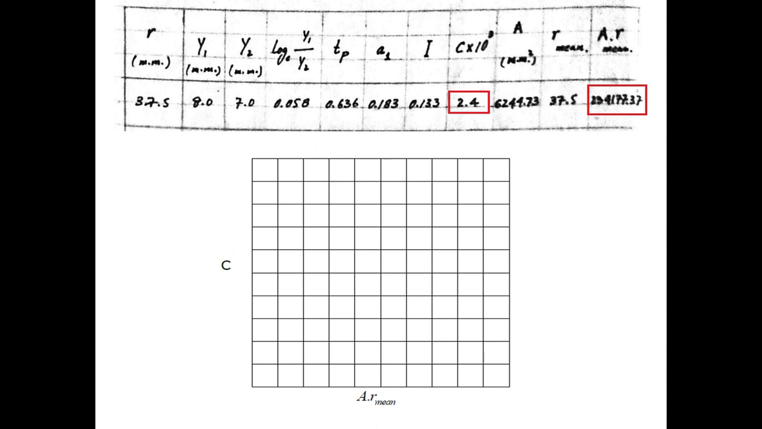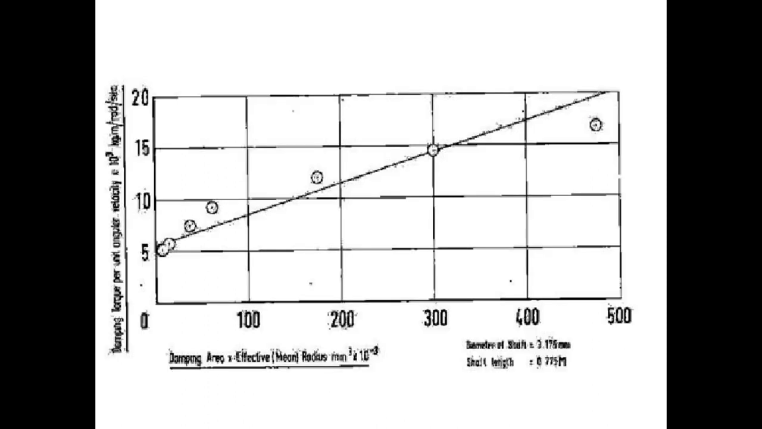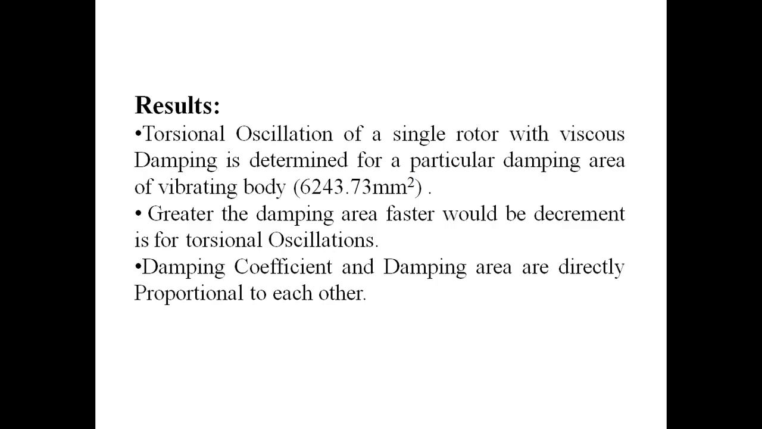From this graph we can conclude that the torsional oscillation of a single rotor with viscous damping is determined for a particular damping area, which is equal to 6243.73 millimeters square. You can change the value of area by adjusting our screw, and we are not going to do it, but if we do, then the greater the damping area, the faster would be the decrement for torsional oscillation, as both C and area times mean radius are linearly proportional. Damping coefficient and damping area are directly proportional.